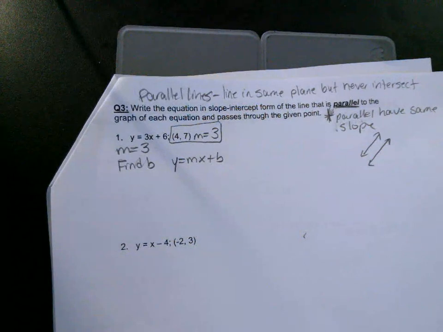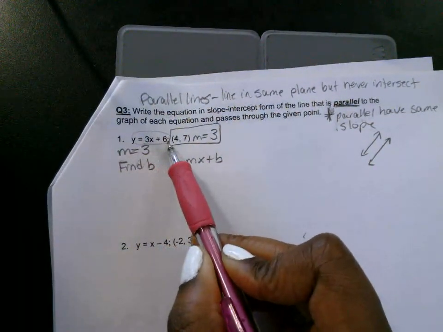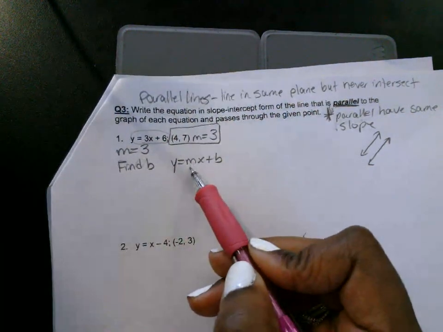Okay? Any questions about what I've said so far? Any questions about how I identified the slope in this equation? Are there any questions about how I'm getting ready to find b by using the slope-intercept form?